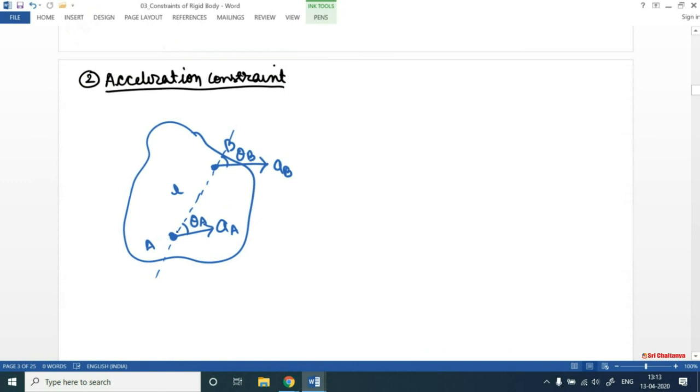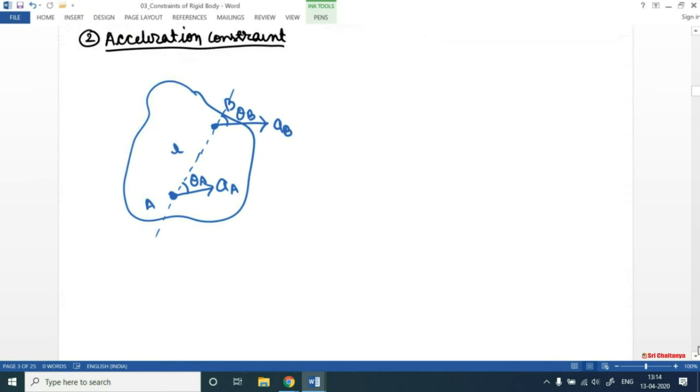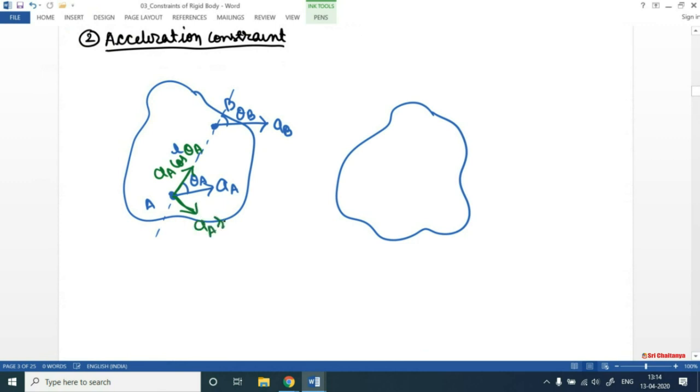So can we write down the acceleration constraint equation? It would not be as simple as that of velocity, so let's try to look at the motion of B with respect to A. In the frame of reference of point A, this diagram will look something like this. Before doing that, let's resolve these components along mutually perpendicular directions. This is going to be AA cos theta A, this is AA sin theta A, this is AB cos theta B, and this is AB sin theta B.